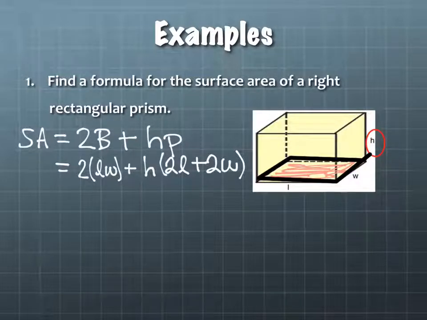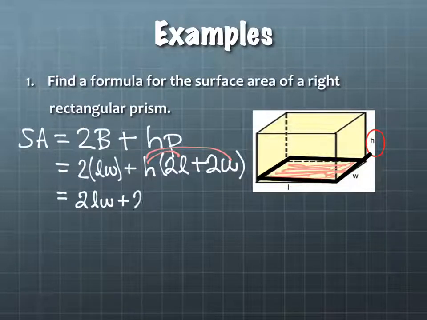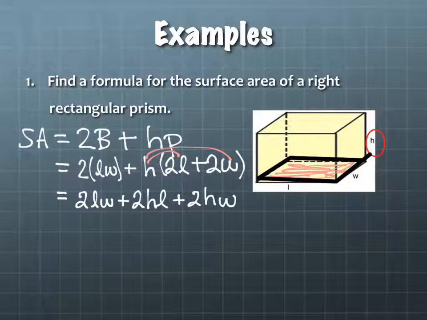Now there's nothing wrong with leaving my formula like this, except that it probably doesn't look like the formula you're used to seeing if you have seen this surface area formula before. So what I would like to show you is that it is the same if I distribute the H through. This is 2 length times width plus 2 height times length plus 2 height times width.